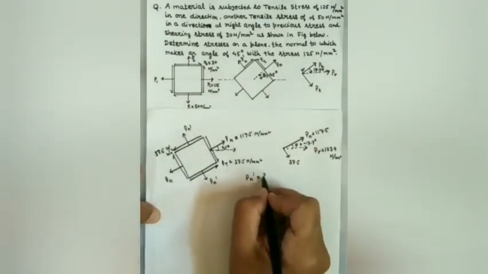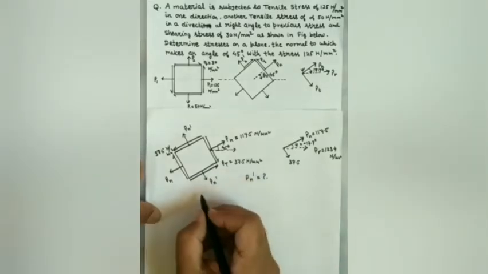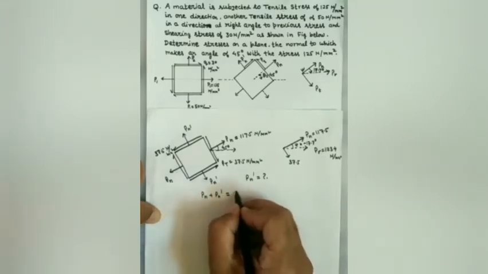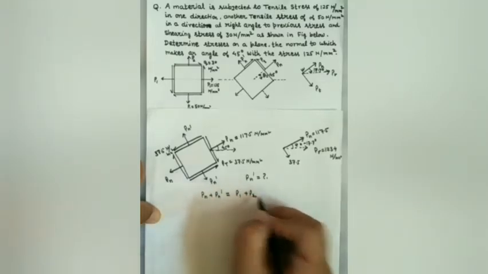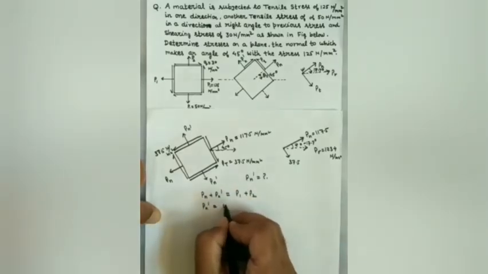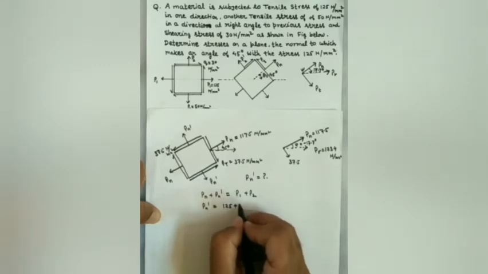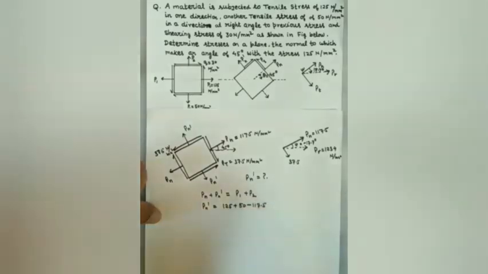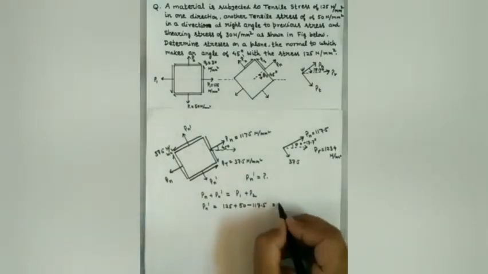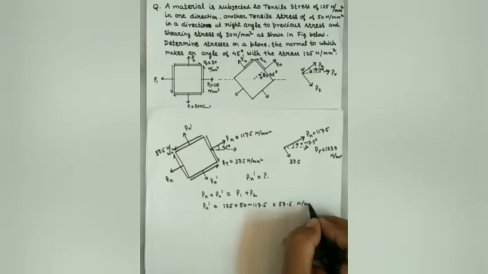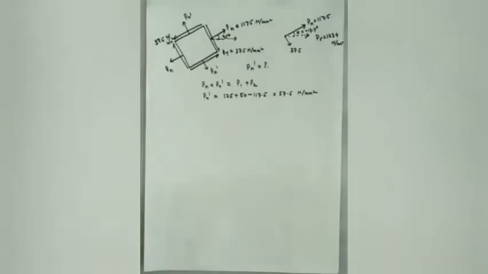Now what is remaining is the normal stress on the other face, which is at a right angle. From the corollary we know that Pn plus Pn dash will be equal to P1 plus P2. So Pn dash will be equal to P1 plus P2 minus Pn, that is 125 plus 50 minus 117.5, which gives a value 57.5 Newton per mm square.